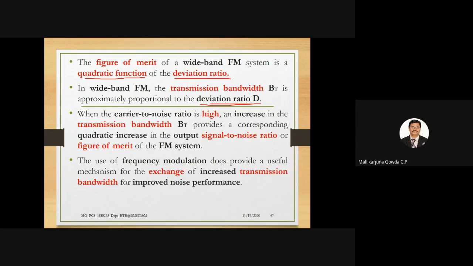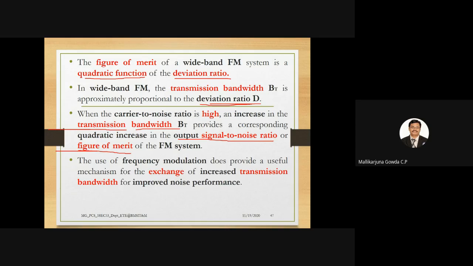Then when the carrier to noise ratio is high, what happens? There will be an increase in the transmission bandwidth, and that will provide a corresponding quadratic increase in the output SNR. When output SNR increases, there will be an increase in the figure of merit, because it is directly proportional. I hope this point is clear. This is an important point which you need to understand. When the carrier to noise ratio is high, there will be an increase in the transmission bandwidth.